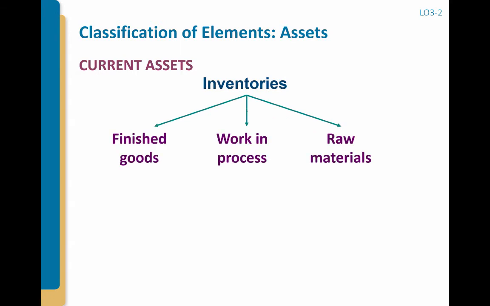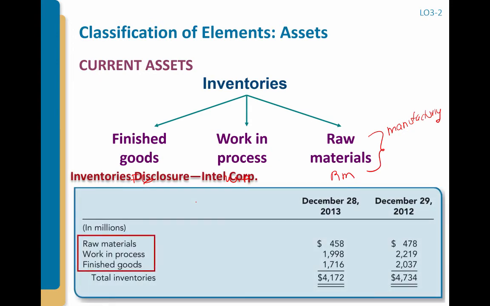Then we have inventories. So we have raw materials, work in process, and finished goods. And we know that at this point we are a manufacturing entity when we have these three inventory accounts. You'll see those here as well, and that's considered your total inventories. If we were in merchandising, if you'll recall, then we would just have merchandise inventory.